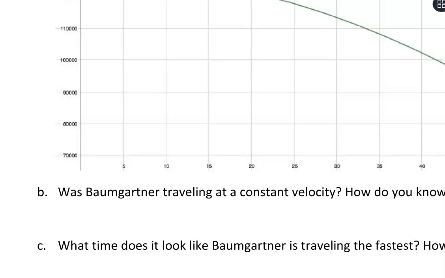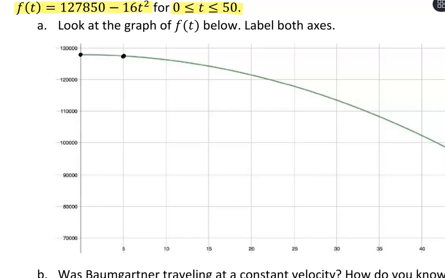So is he traveling at a constant velocity? No, because the rate of change is changing. If it was a constant velocity, this would be a graph of a straight line. We would need a constant slope for it to be a constant velocity. But because this has curvature to it, that means we're going to have different rates of change.